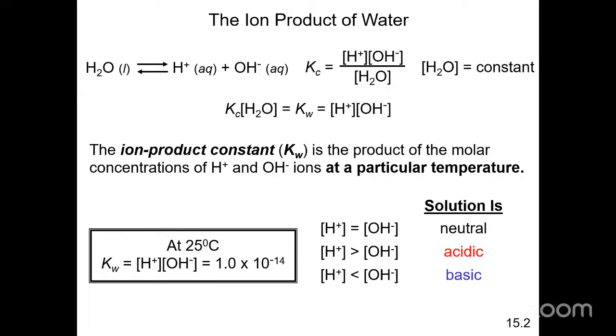So basically, when it comes to aqueous solutions, there are three possibilities in terms of the level of acidity or basicity. Either the concentrations of H plus ions and OH minus ions are the same, in which case the solution is neutral. However, if the concentration of H plus is greater than the concentration of hydroxide, then we say that the solution is acidic. If the concentration of OH minus is greater than the concentration of H plus, then we say that the solution is basic. So that's basically how we determine, based on the relative concentrations of H plus and OH minus, whether or not a solution is acidic or basic.